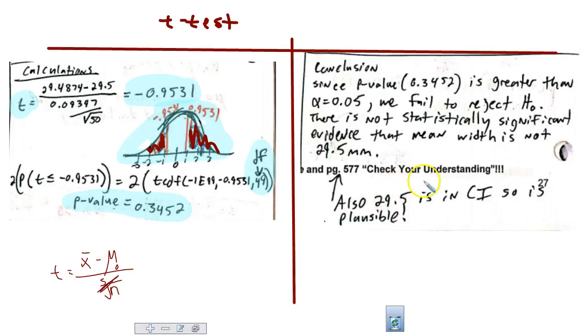And since 29.5 is in the confidence interval, that's another reason that it is plausible and does not need to be rejected. There's no evidence. If it is a plausible truth for the mean, then we would not have evidence that the true mean is something else. So we have to assume that it is 29.5.